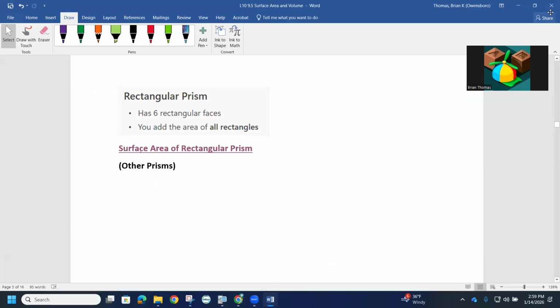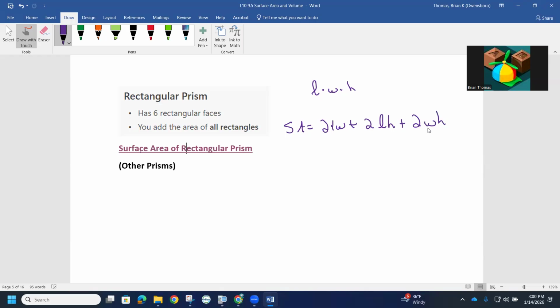So when it comes to prisms, our formula is going to be for the surface area of a prism. So it's going to be a box. You're going to have length times width times height. So we have to have two lengths and widths, so 2LW. We have to have two lengths and heights. And we also have to have two widths and heights. So we have those different combinations.